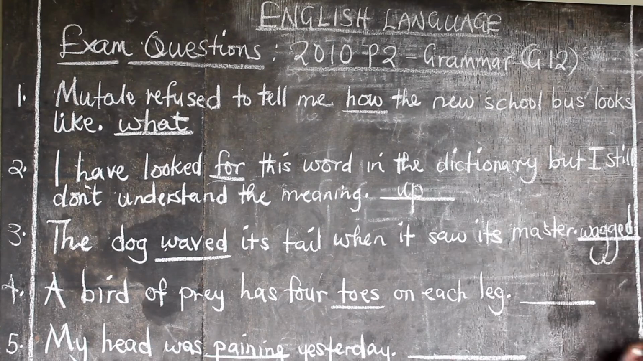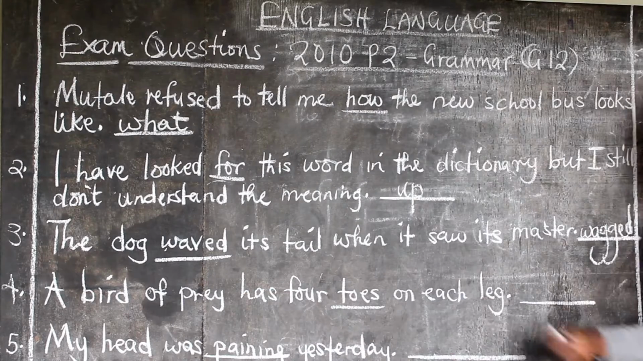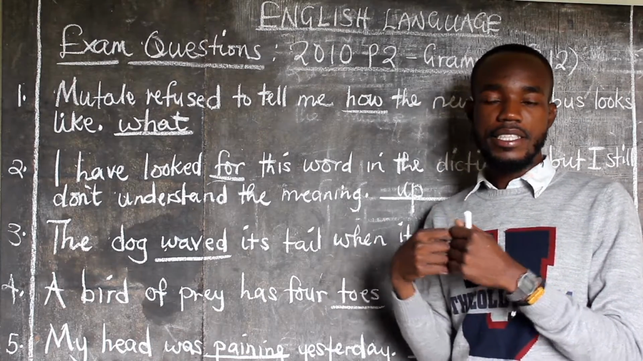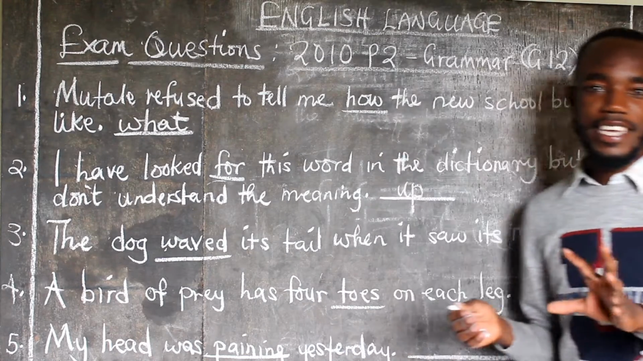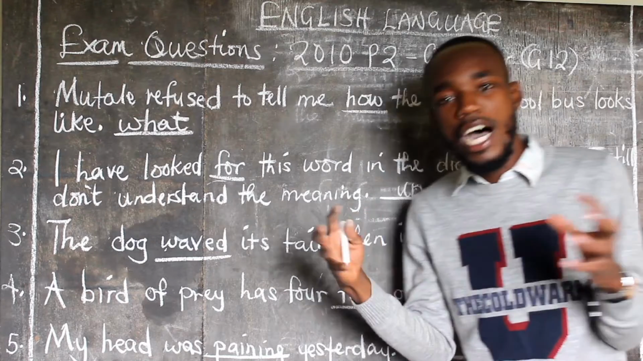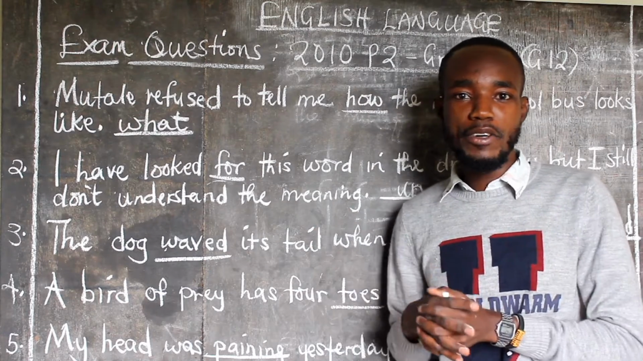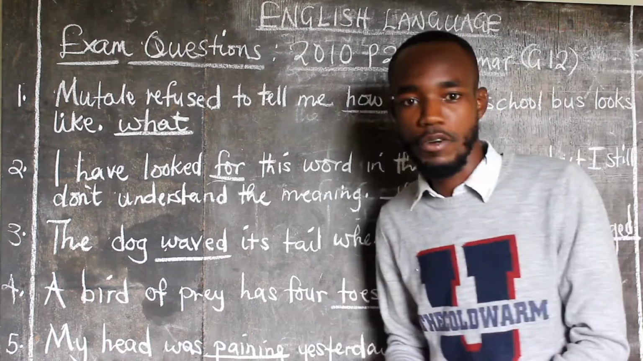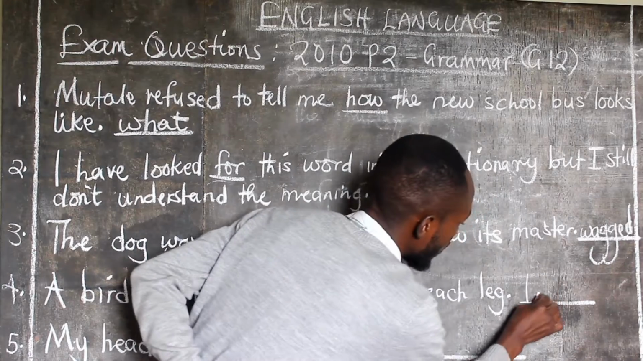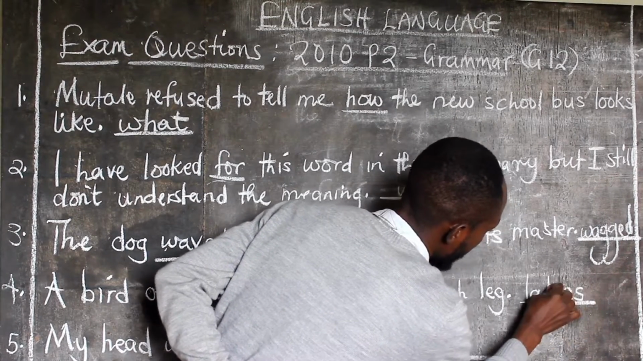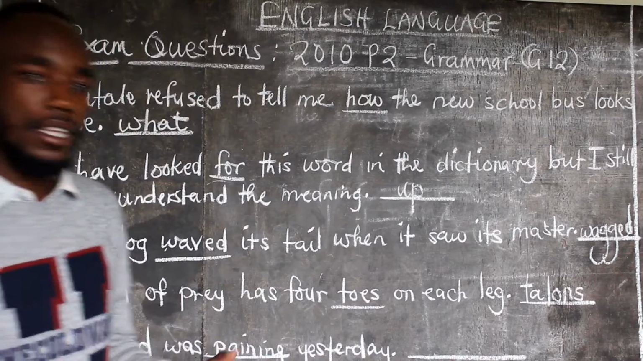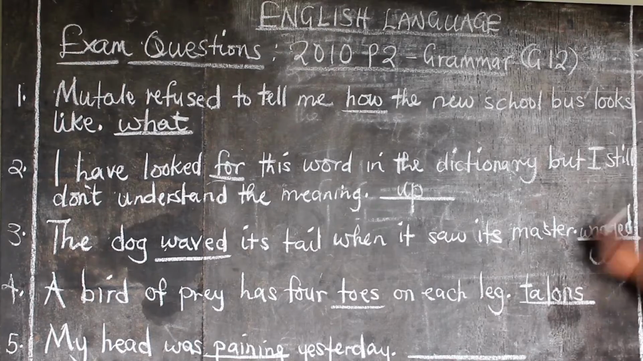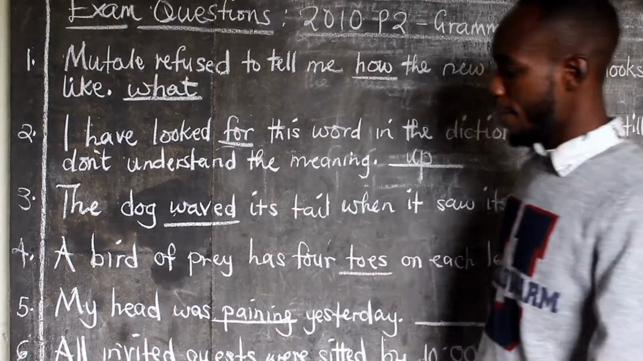Number 4, a bird of prey has 4 toes on each leg. Now, a bird of prey doesn't have toes. Instead, it has talons. That is my dog anyway, never mind. So, instead it has talons, not toes. So the correct answer is talons. The bird of prey has 4 talons on each leg. Number 5, shall we look at the 5th one?